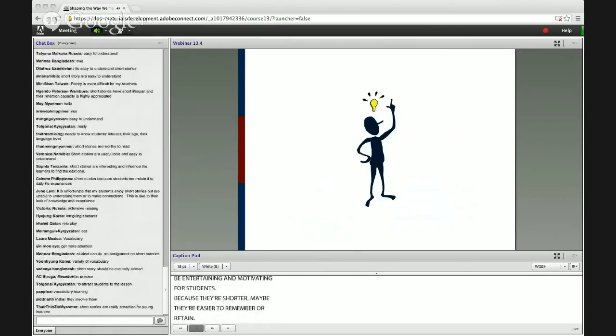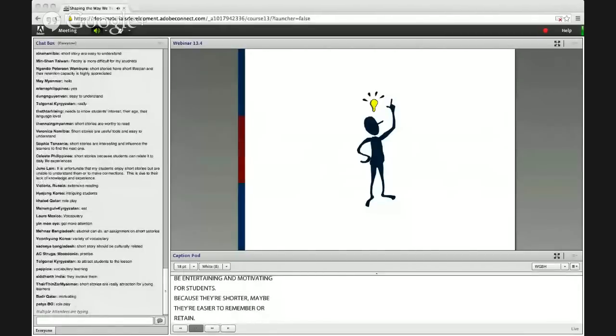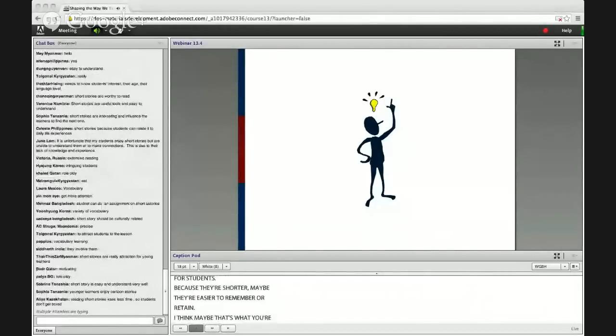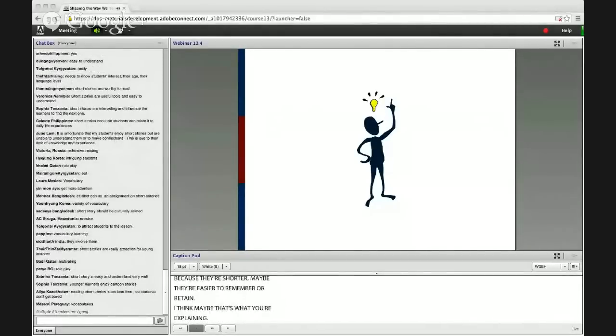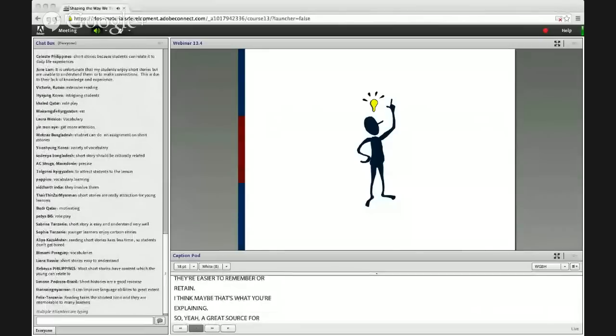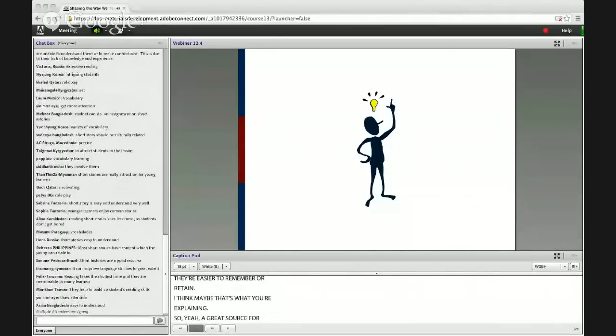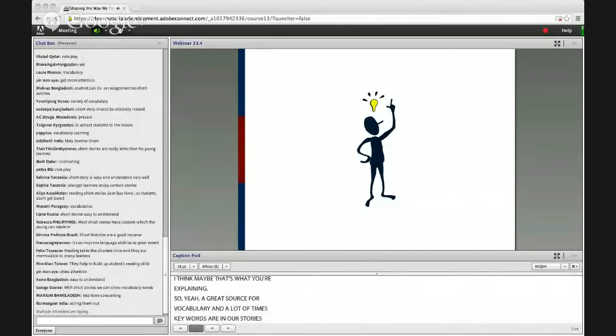The vocabulary, yeah, it's a great source for vocabulary, and a lot of times key vocabulary terms are repeated in a short story, which gives our students multiple exposure to those words. They're great for role plays, that's right. Petya, thank you for that example.